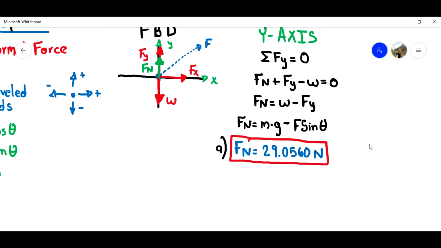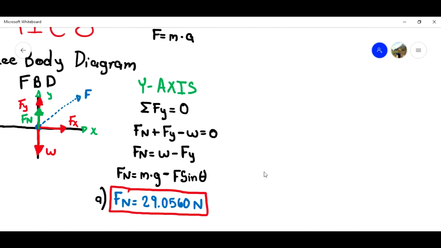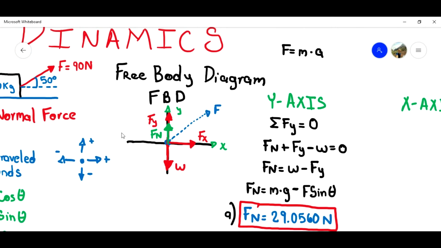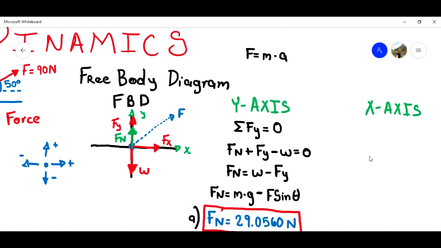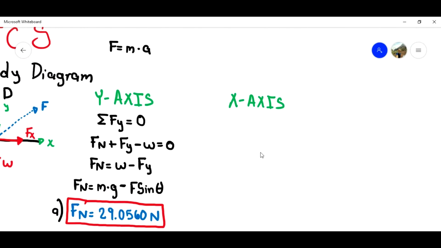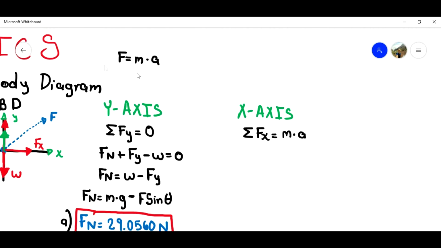Okay, now let's make the analysis in the x-axis. Remember, we need to make the analysis in both axes because we have 2 dimensions. So x-axis. So the first question, is the body going to move in the horizontal axis? Yes, it's going to move. And they ask me for acceleration, so that means that the body is going to have acceleration. So the sum of all forces in x equals mass times acceleration. It is the same equation that I have over here.